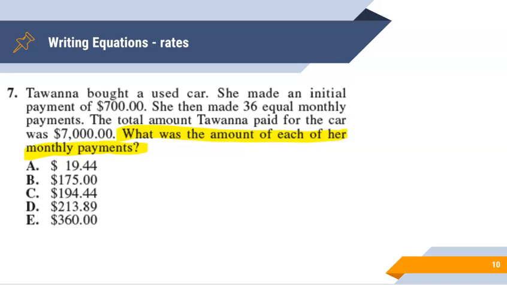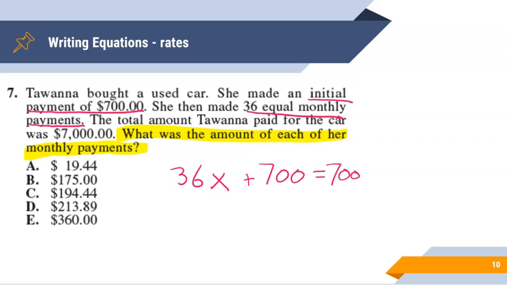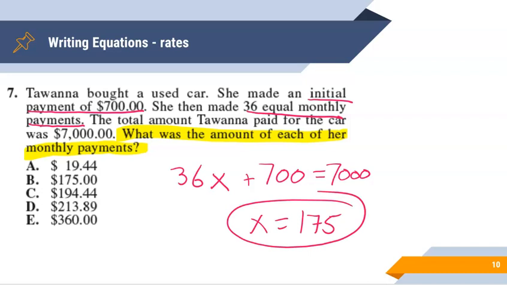Monthly payments. Well, it says that she made an initial payment of $700, and then she made 36 equal monthly payments. So I'm thinking 36 times X, right? 36 times how much you're making each month. Now, she did make a payment of $700 as well, and that total is $7,000. Now, when we solve for X, we will get 175, which is letter B.